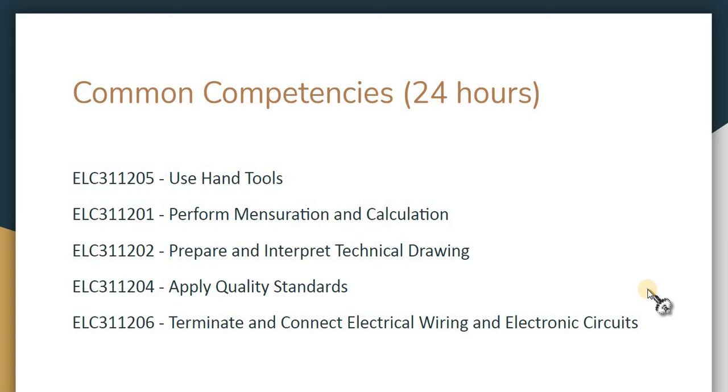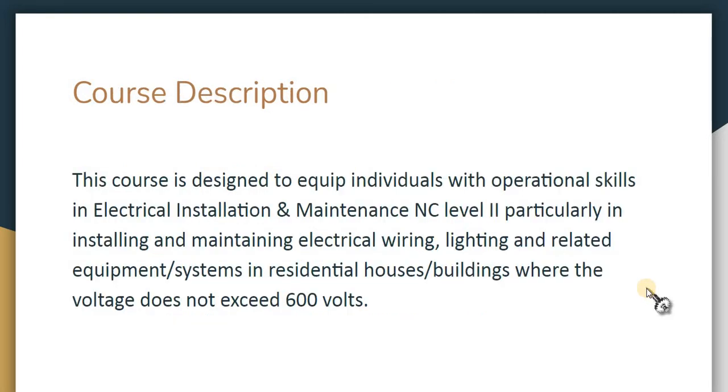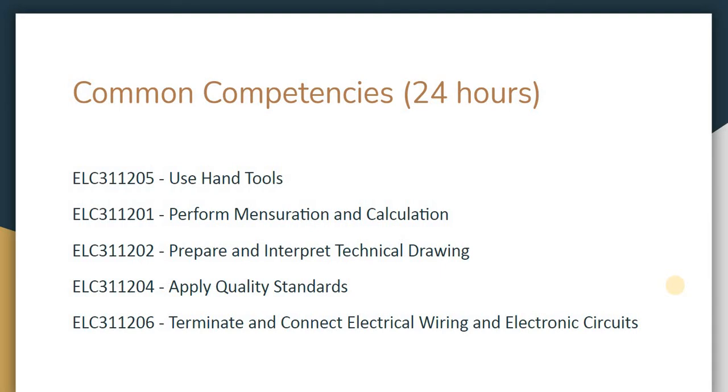Okay. There are basic competencies, common competencies, and core competencies in the electrical installation and maintenance NC Level 2. But you are recognized as prior learners with the basic competencies since you are diploma students in the school. So you'll proceed to the common competencies. For the common competencies, it is a total of 24 hours. So these are the common competencies: use hand tools, perform mensuration and calculation, prepare and interpret technical drawing, apply quality standards, terminate and connect electrical wiring and electronic circuits.